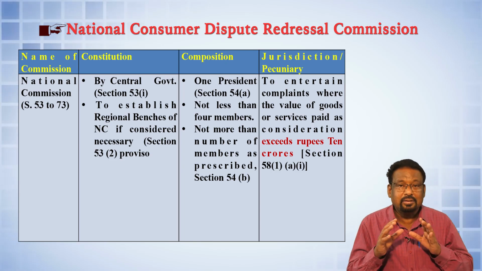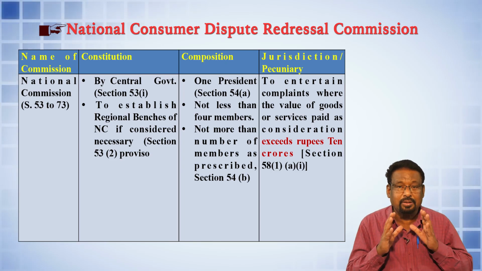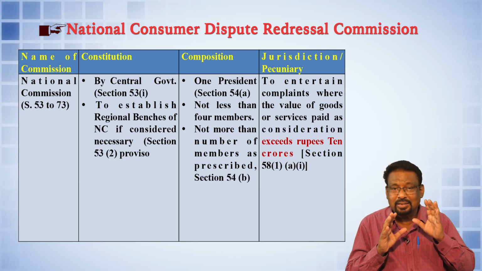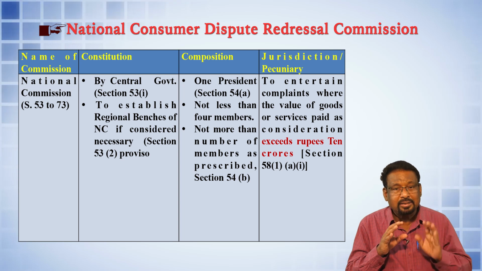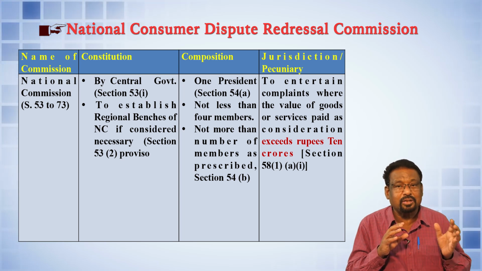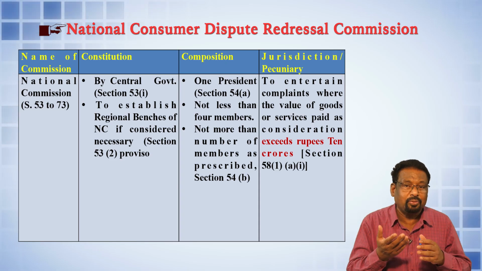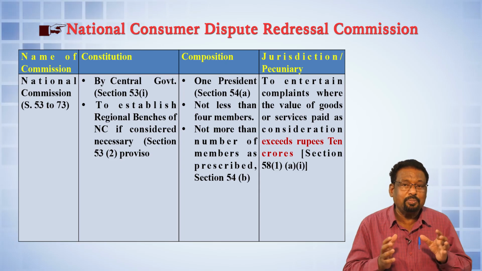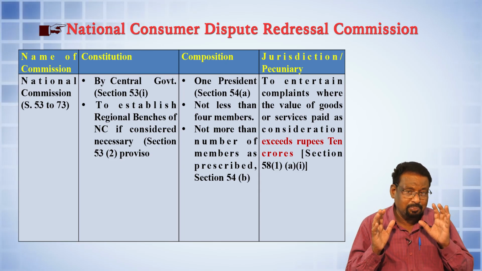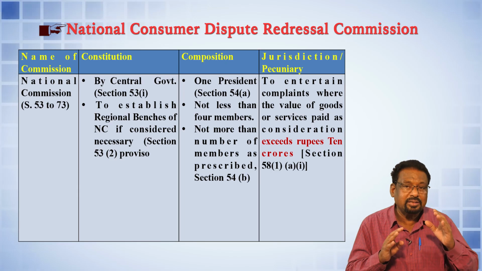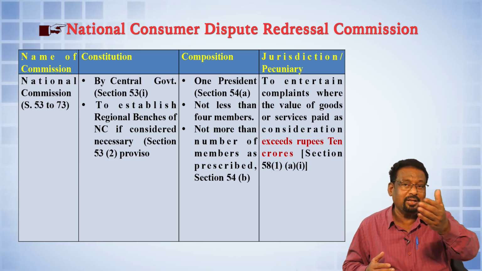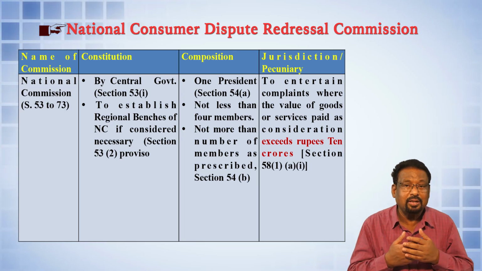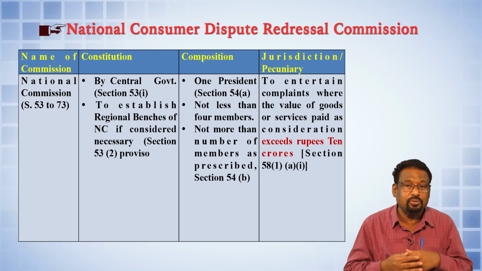Now again the composition: there will be one president. Again the president will be either the sitting judge of the Supreme Court or retired judge of the Supreme Court, or a person qualified to be the judge of the Supreme Court. Generally a person qualified to be the judge means a person who has put in a minimum of 10 years in practice in the concerned court. He or she is qualified to become the judge of the concerned court also. That's what a person qualified to be the judge of the Supreme Court or the High Court or the District Court means, as the case may be.